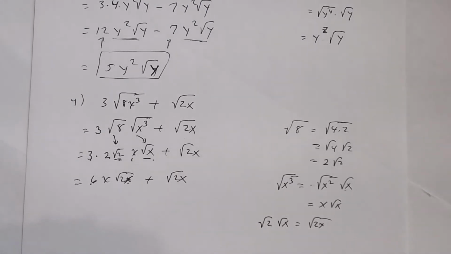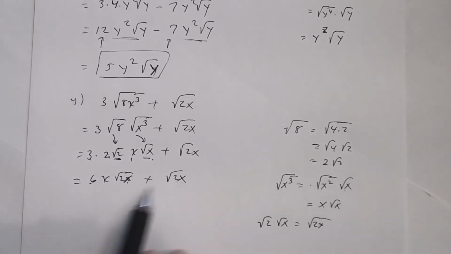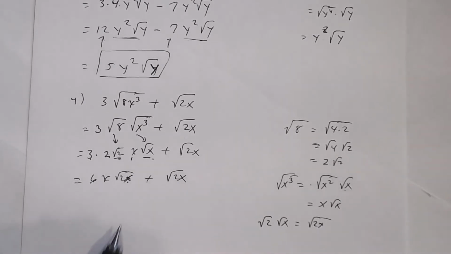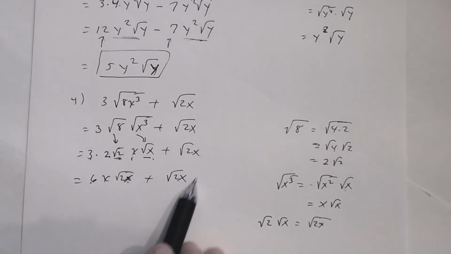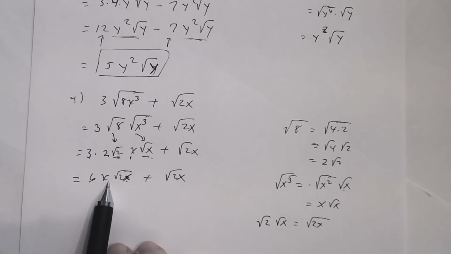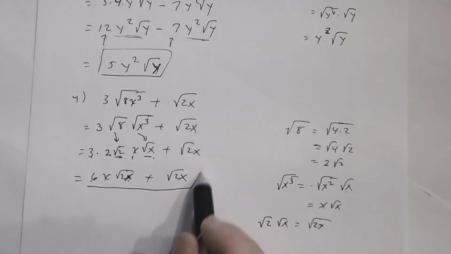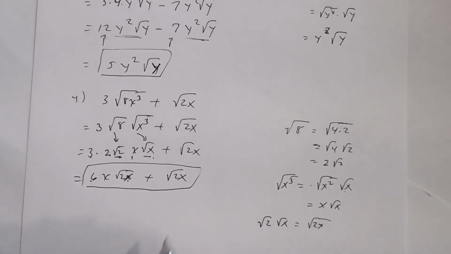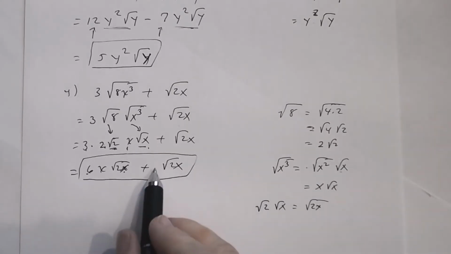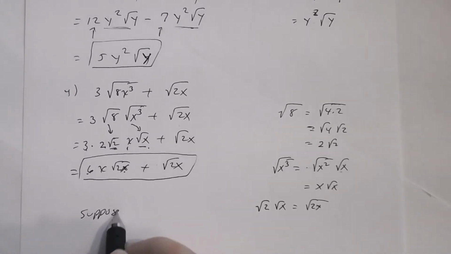Okay, so here's the question. Are those like terms? No, those are not like terms. Why not? Although they have the same radical, square root of 2x, this has an x as a factor, this does not. So that's your answer. You're done.